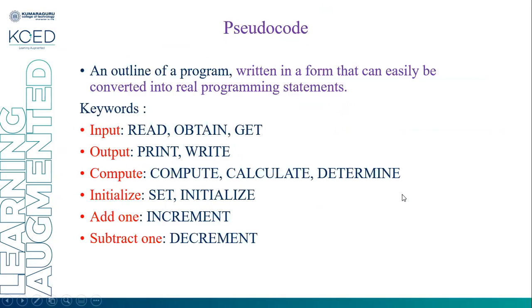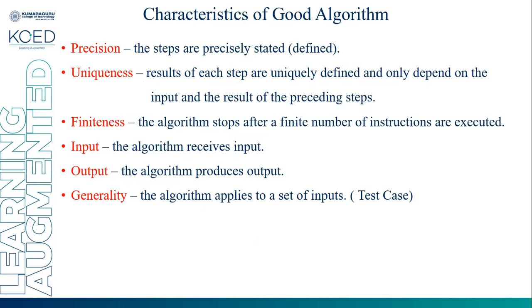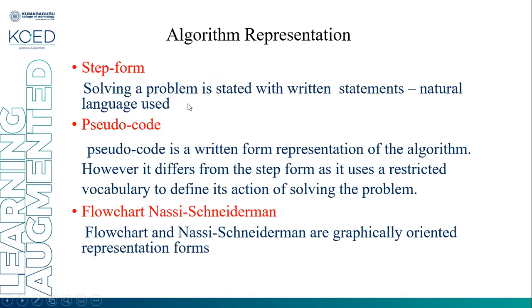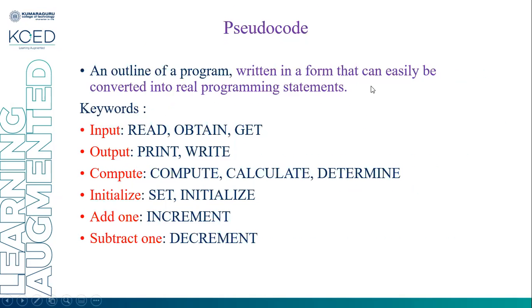Then, pseudocode: we can say that pseudocode is an algorithm representation method which has a very restricted vocabulary. We cannot use so many things. For example, when it is a written statement and written form of algorithm, it is very easy. If we have a step form algorithm, we can use our natural language, but here in pseudocode form we have to use the restricted set of vocabulary which is defined for this purpose.